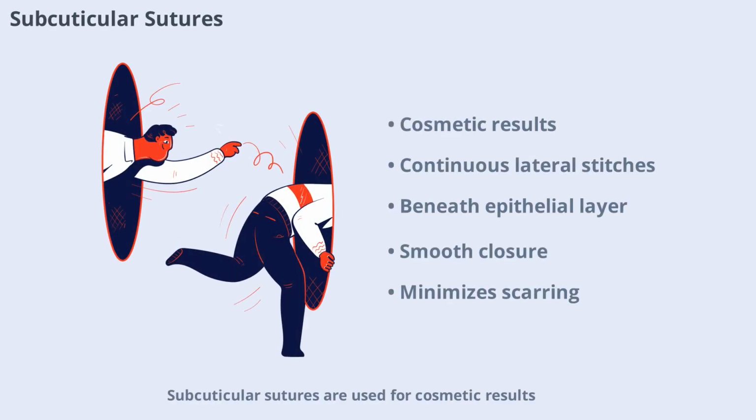Subcuticular sutures are used for cosmetic results, especially in areas where minimizing visible scarring is important. This technique involves continuous lateral stitches taken beneath the epithelial layer, providing a smooth, aesthetically pleasing closure. Subcuticular sutures are commonly used in facial surgeries and other procedures where appearance is a priority.